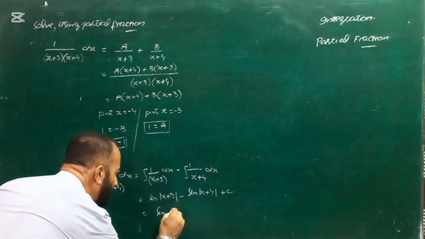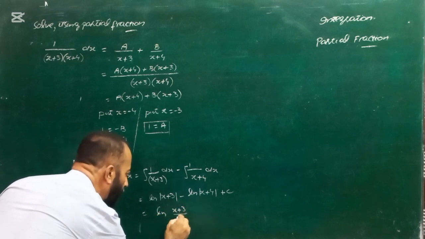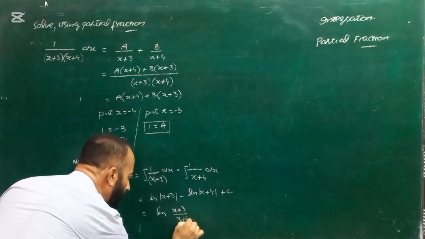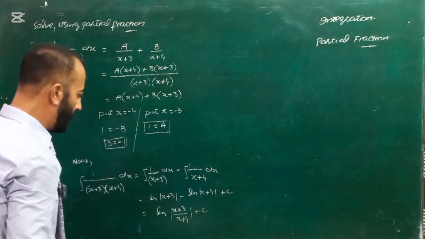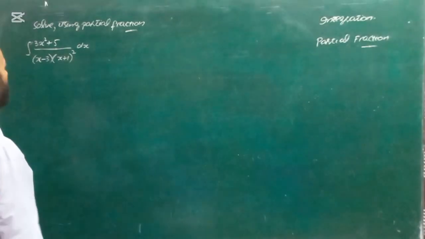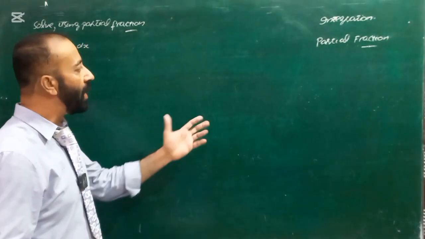So the answer will be natural log of |(x+3)/(x+4)| + c. So this is the answer. Here is another question, and this is the second type of the partial fraction.